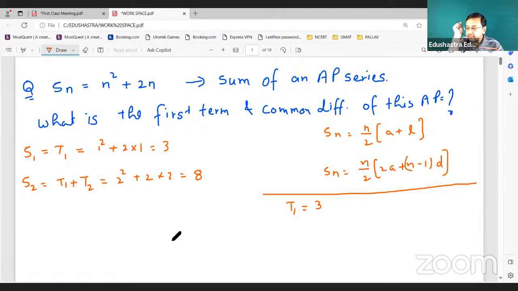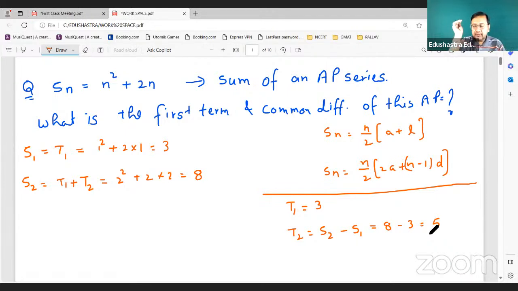See Khushi, this 8 is the sum of two terms. And if you want to calculate the second term, T2, then what to do? You should take S2 minus S1. Subtract the sum of one term from the sum of two terms. So this is 8 minus 3, that is coming out to be 5. Apurva is saying, just repeat again.